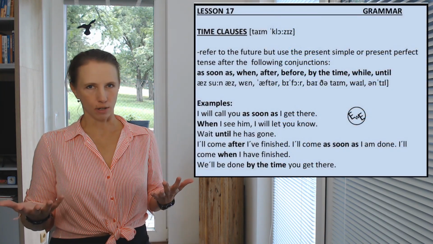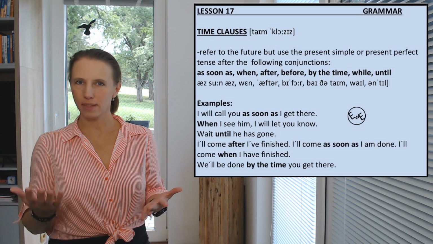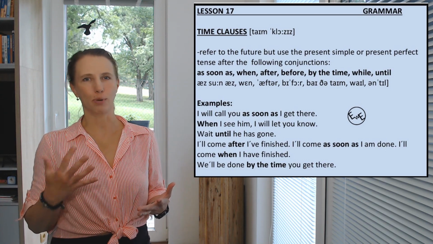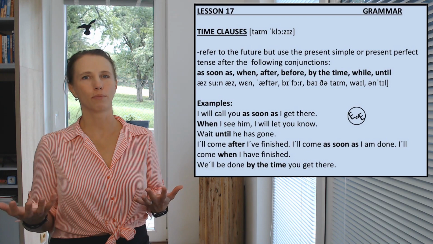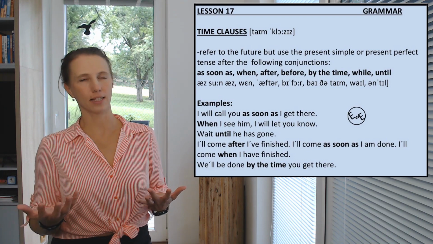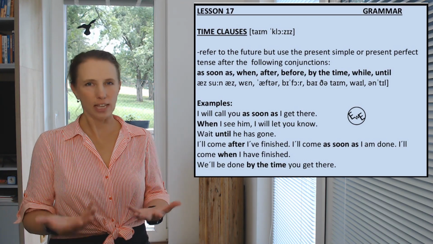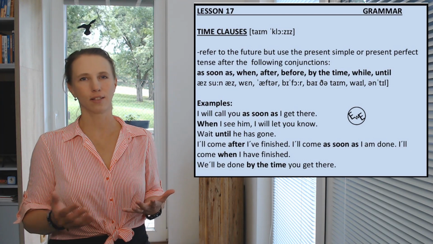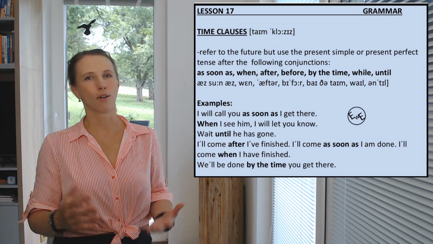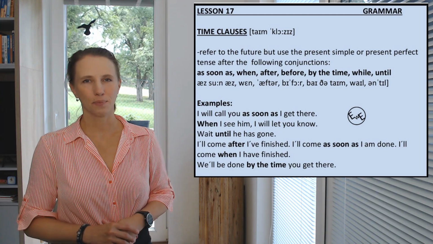Grammar Lesson 17. Let's learn something about time clauses today. Time clauses refer to the future, but they usually have present simple tense or present perfect tense. After these conjunctions, there is present simple or present perfect.